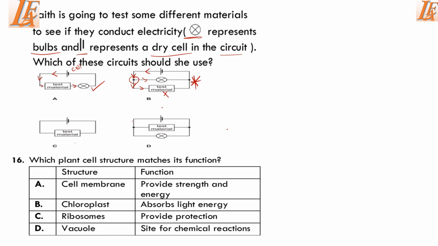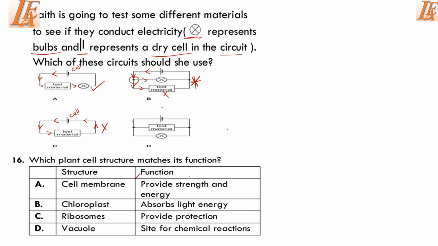Then C, we have a cell. Current will move from the positive terminal to the test material and then back to the cell. In this case, whether the test material is conducting or not, you cannot see, because we don't have an indicator. We don't have a bulb which will go on so that we can see whether current has been conducted or not.